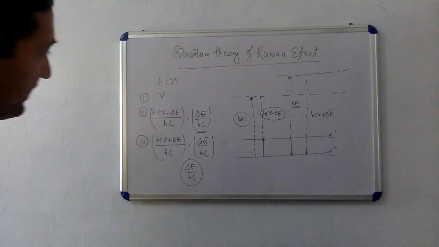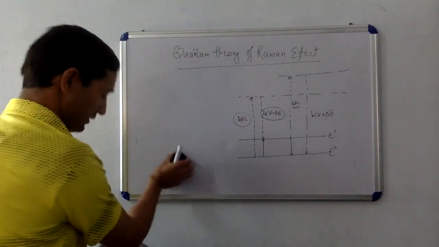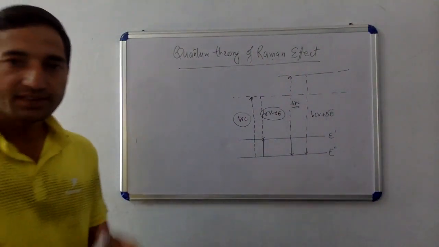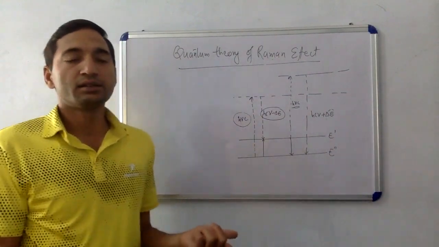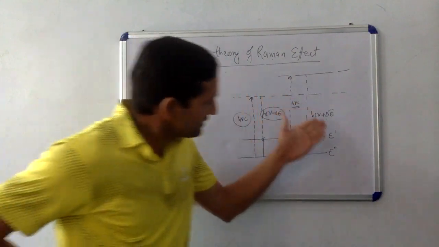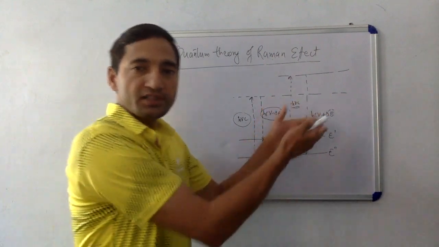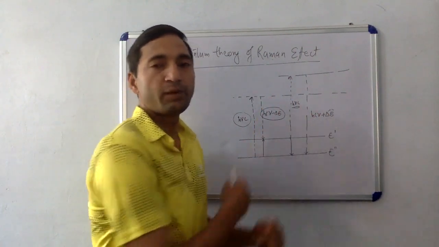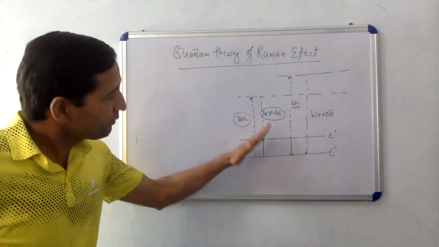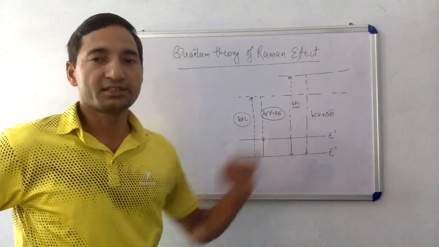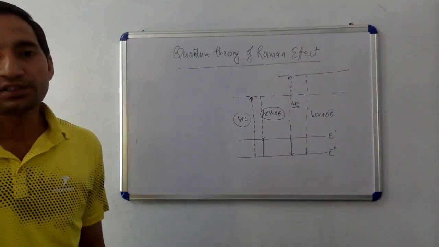Now, this is the general case, the generalization. If you have a free molecule as a scatterer, this molecule may have vibrations and rotations. So these stationary states E and E double prime may be rotational states or vibrational states. If these are the vibrational states, then this phenomenon provides the vibrational Raman spectra. If these are the rotational states, it provides the rotational Raman spectra.